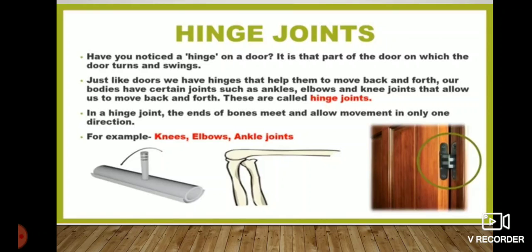Hinge joints. Have you noticed a hinge on a door? It is that part of the door on which the door turns and swings. Just like doors, we have hinges that help them move back and forth. Our bodies have certain joints such as ankles, elbows and knee joints that allow us to move back and forth. These are called hinge joints. In a hinge joint, the ends of the bones meet and allow movement only in one direction. That is most important. For example, knees, elbows, ankle joints, etc.